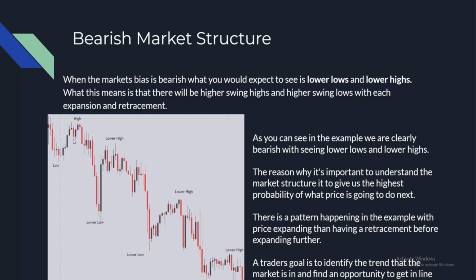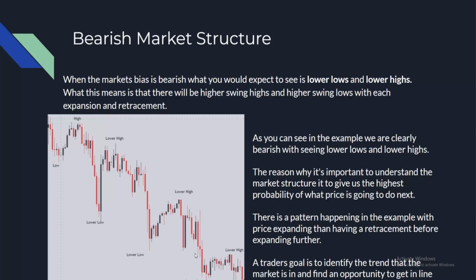So here price is expanding lower, and then price is retracing higher, price expanded lower, price retraced higher. So as you can see, each low of the expansion is lower than the last. So this expansion's low is lower than this expansion's low. This expansion's low is lower than this expansion's low. So each time there's a new expansion, the low is getting lower.